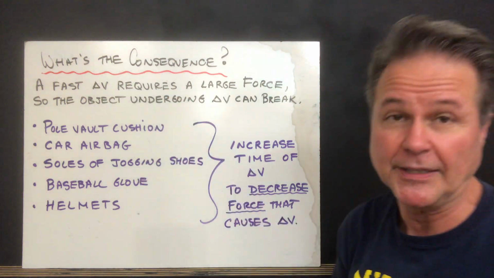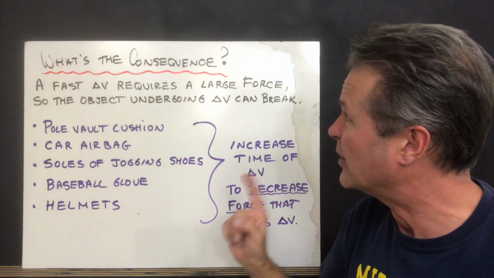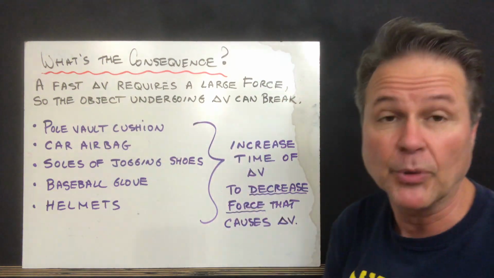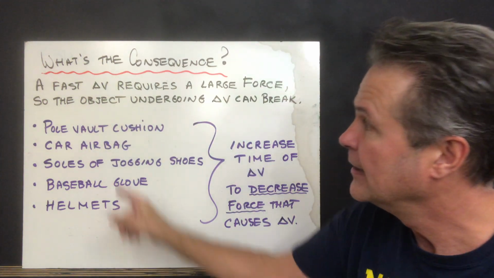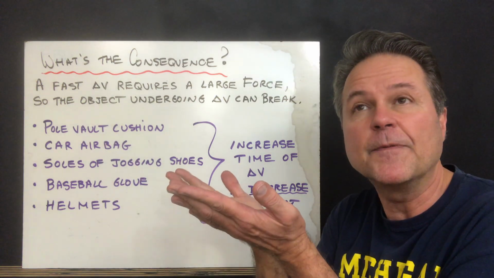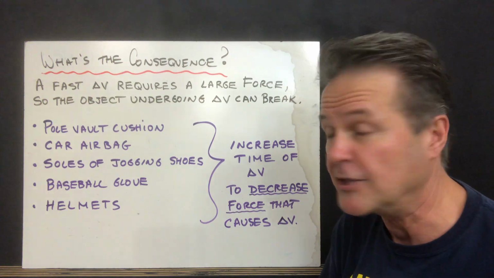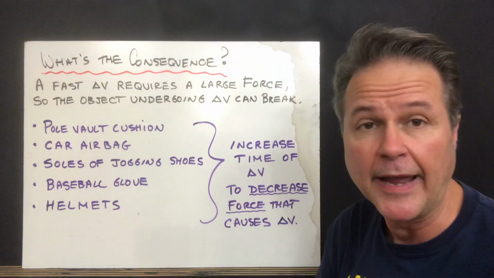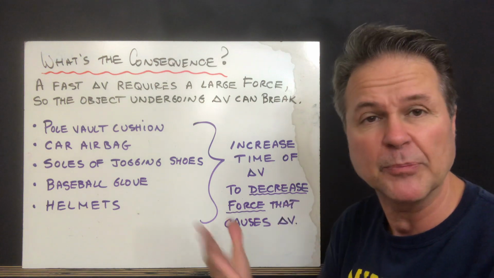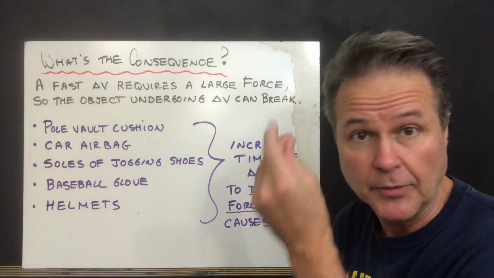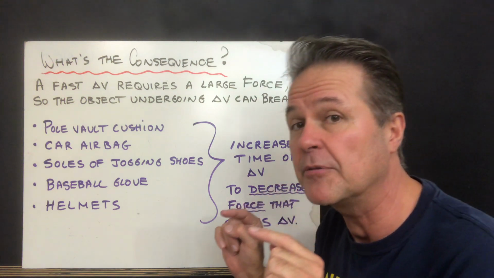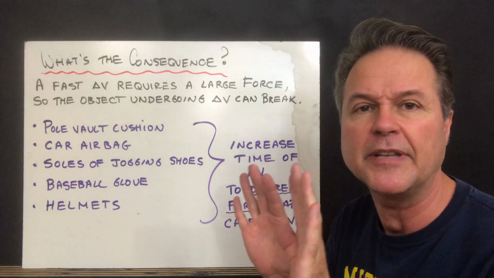So what's the consequence? A fast delta V requires a large force. So the object undergoing delta V can break. That's what we're looking at. So a whole bunch of examples here. The cushion used to protect the fall of a pole vaulter or a high jumper. A car airbag. You're traveling 60 miles an hour in a car. Well, the car hits a brick wall. It goes from 60 to 0 like that really quickly. But you go 60 miles an hour to 0 very slowly as you push into the airbag.